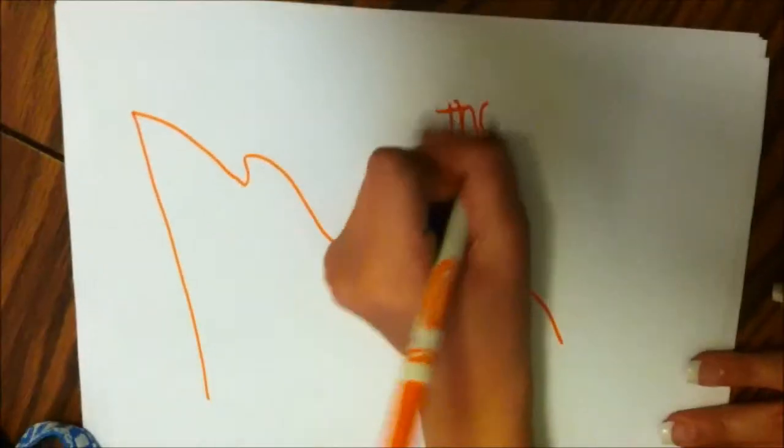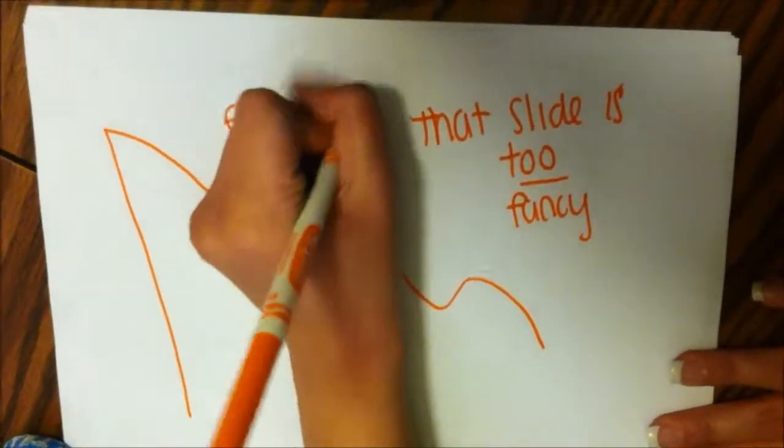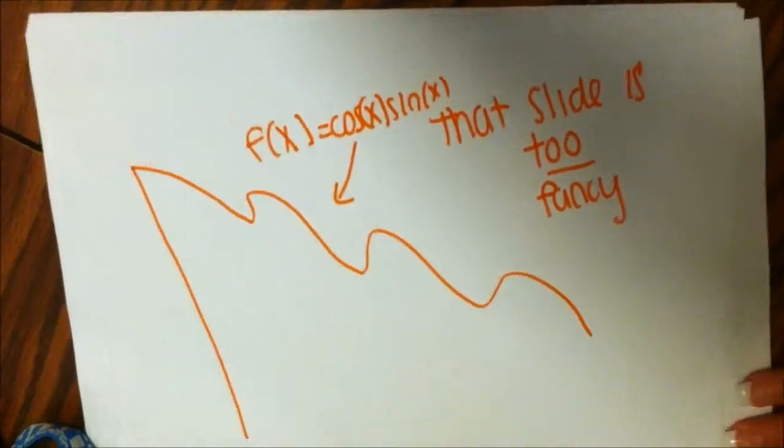Now let's talk about that water slide. The slide curves like the function of f of x equals cosine of x sine of x. To get the derivative, we have to use the product rule.